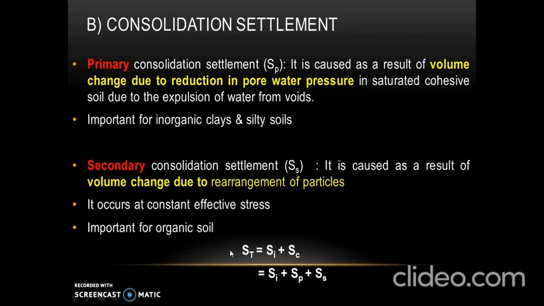Now the total settlement is sum of immediate settlement and consolidation settlement. So ST is equal to SI plus SC, where SC is summation of primary consolidation settlement and secondary consolidation settlement. So total settlement ST is sum of immediate settlement, primary consolidation settlement and secondary consolidation settlement.